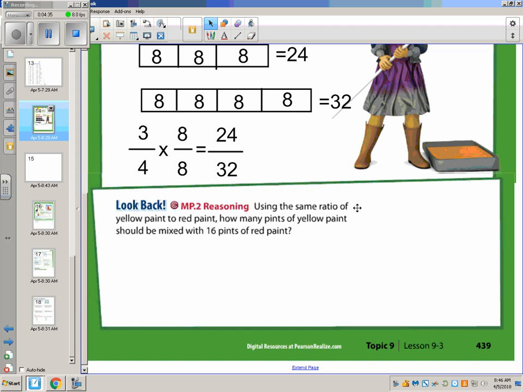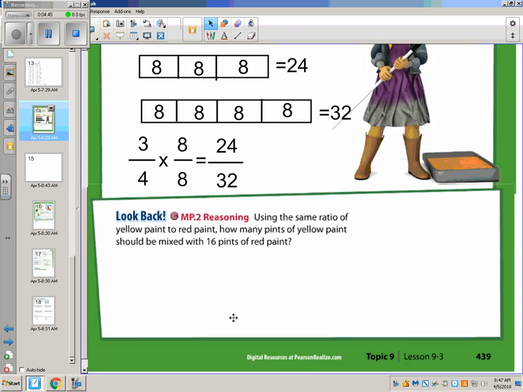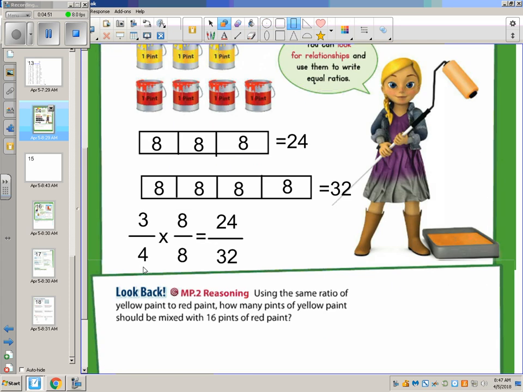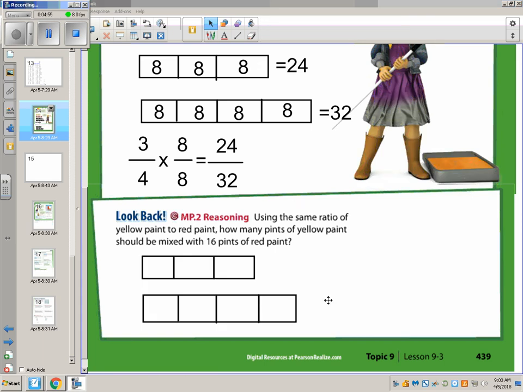So now it says using the same ratio of yellow paint to red paint, how many pints of yellow paint should be mixed with 16 pints of red paint? So again, I could set up an equivalent ratio, or I could do my tape diagram. I'm going to do a tape diagram just because I know we're still getting used to using those.